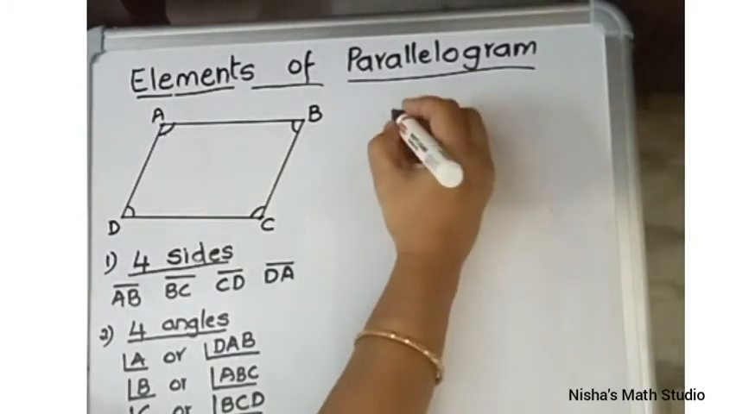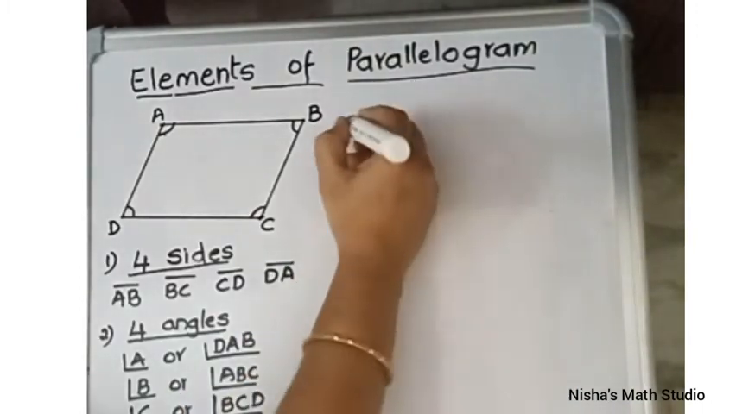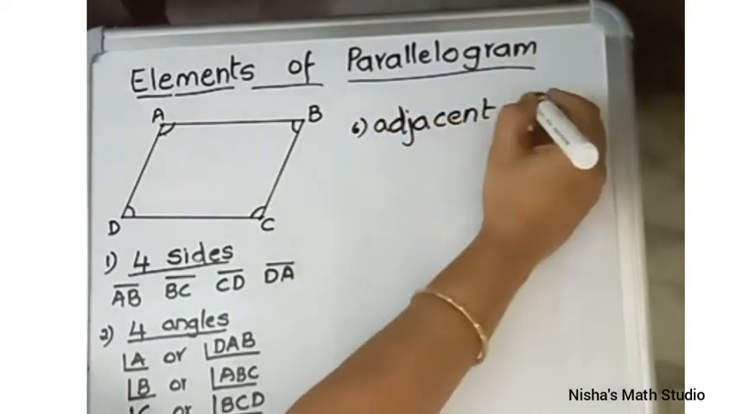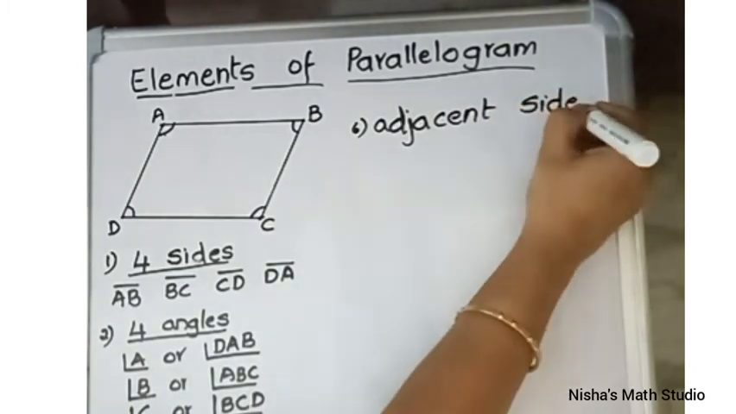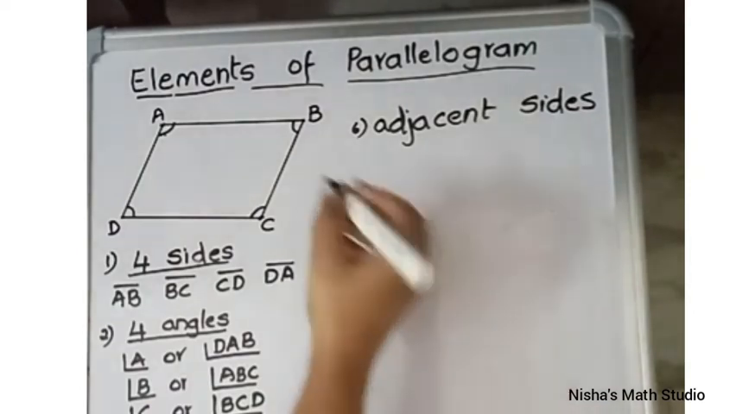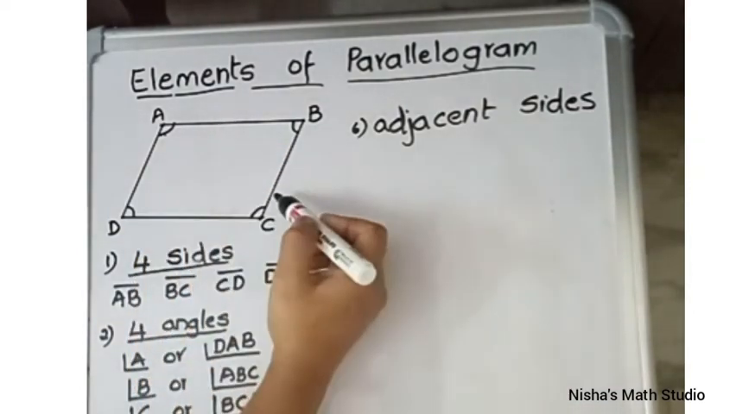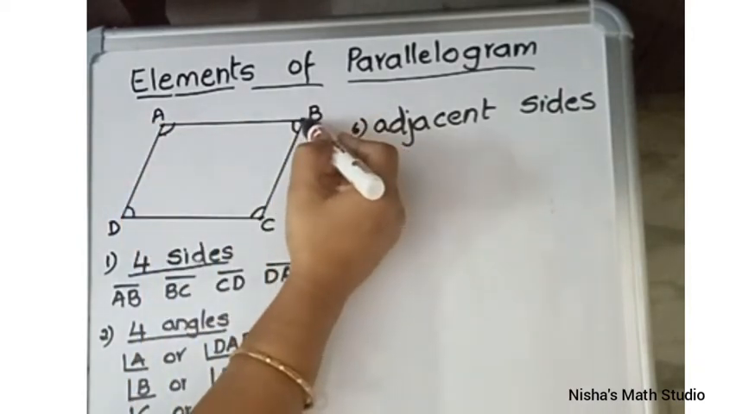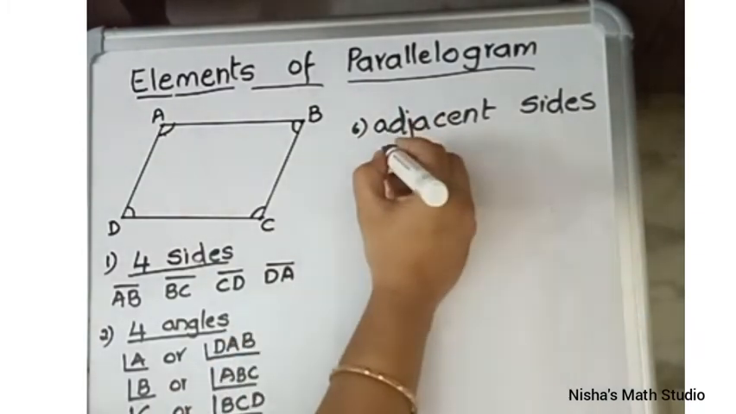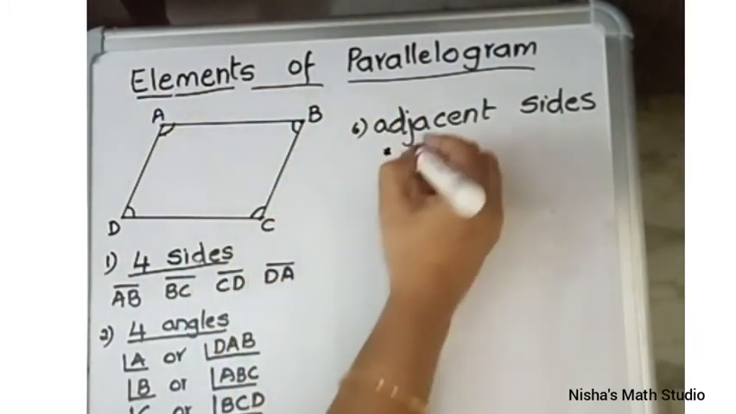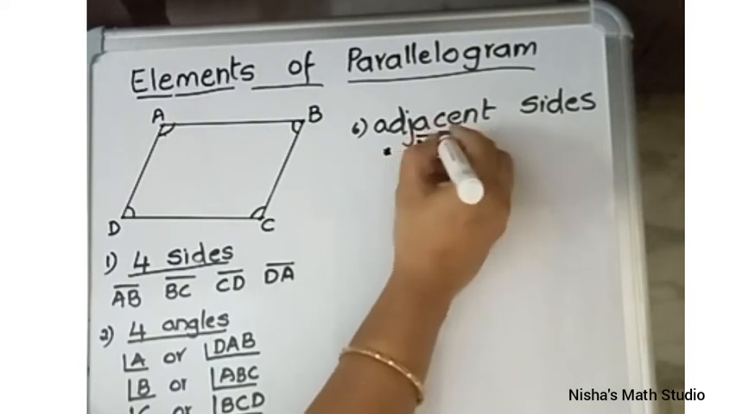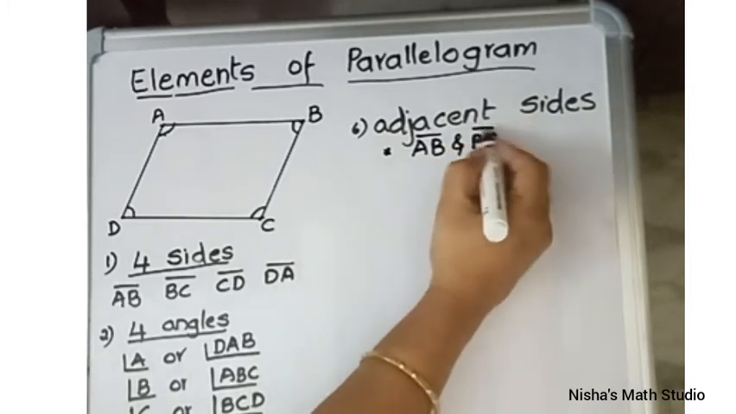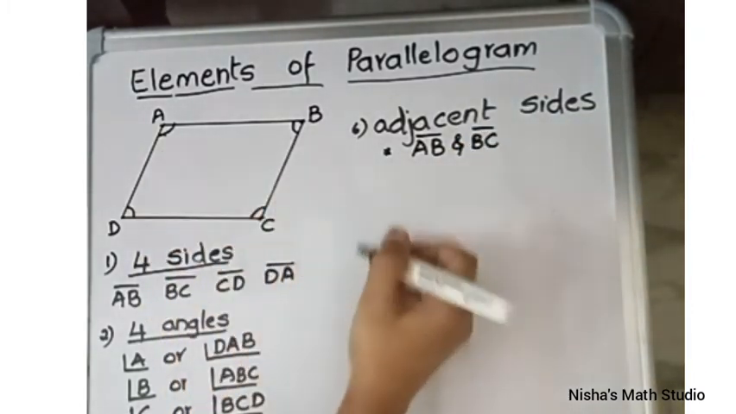Next we will see, that is sixth element, adjacent sides. Adjacent sides are those sides which have a common vertex. AB and BC have a common vertex here. So one pair is AB and BC. I hope you remember the small line above indicates it is a line segment.